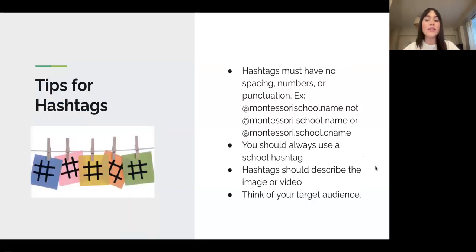Tips for hashtags. Hashtags always have to be one word. They cannot have punctuation. So for example, hashtag Montessori school name, all together, is a perfect hashtag, not hashtag Montessori space school space name. That's why all hashtags are just combined. You can't put a period, you can't put an underscore, you can't put a number. That will make your hashtag non-clickable and it won't show up as a real hashtag.